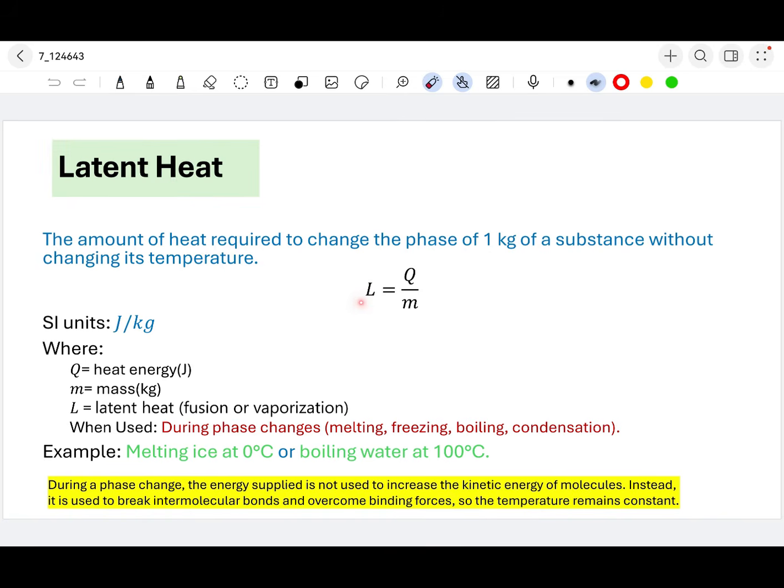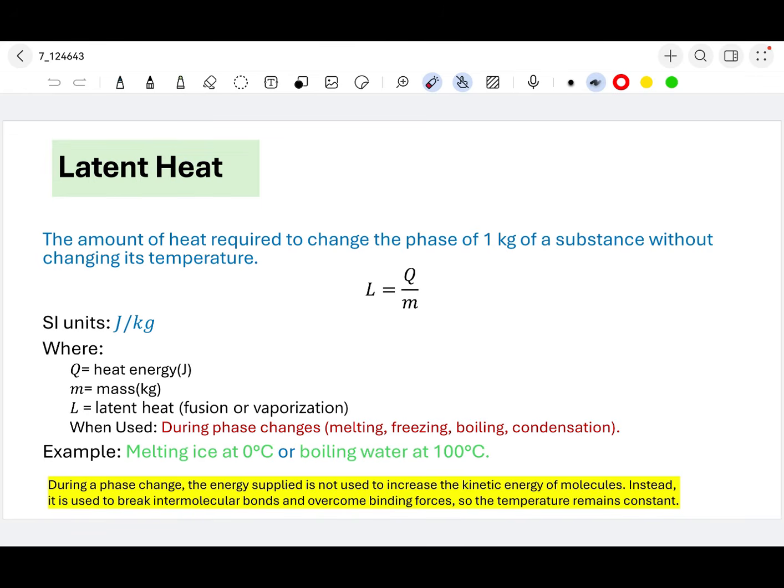We represent the latent heat with the letter L. L equal to Q over m. Therefore the SI unit is joule per kilogram. So that's it, we are ready. Again, latent heat means phase change. Phase change can be from solid to liquid or liquid to gas. Anything it can be. We will discuss latent heat of fusion and latent heat of vaporization afterwards. So this is the general formula for the latent heat.